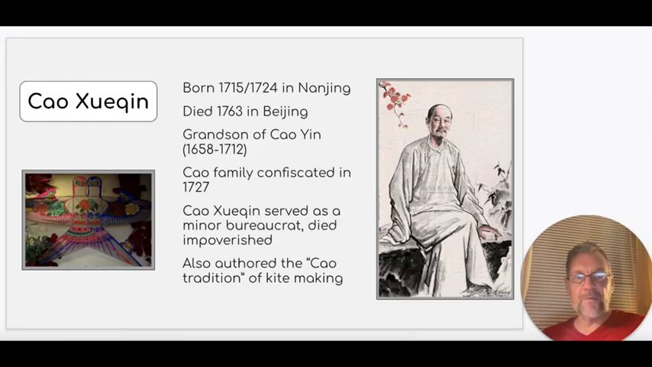Cao becomes a more sympathetic figure when we know that he lived in relative poverty for the rest of his life after that confiscation, and that he was virtually unknown outside of a small circle of family and literary friends, and spent the last 10 years of his life or so writing one of China's greatest novels before he died in the woods above Beijing in 1763.